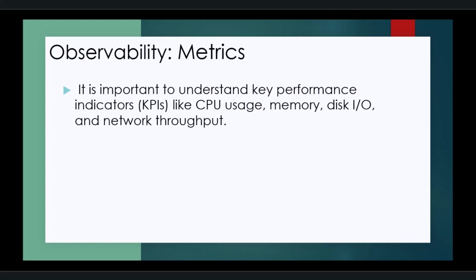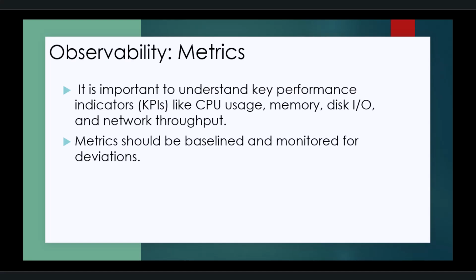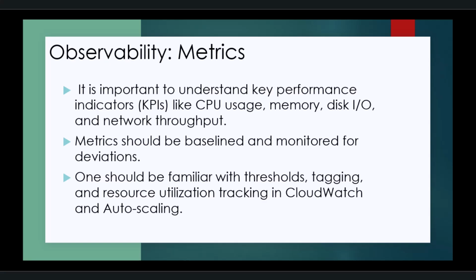For example, if you're running a virtual instance of Red Hat Enterprise, understand CPU usage or utilization, memory usage, disk input-output or I/O, or IOPS to an elastic block drive, and network throughput. Metrics should be baselined and then monitored for deviations. And one should be familiar with thresholds, tagging, and resource utilization tracking. For example, in CloudWatch at Amazon Web Services, use the launch template for your auto-scaling instances and ongoing optimization and management.